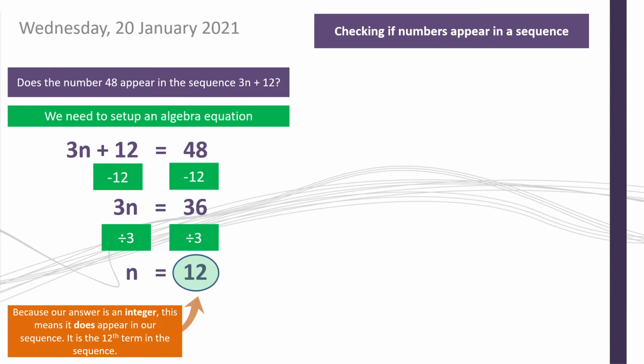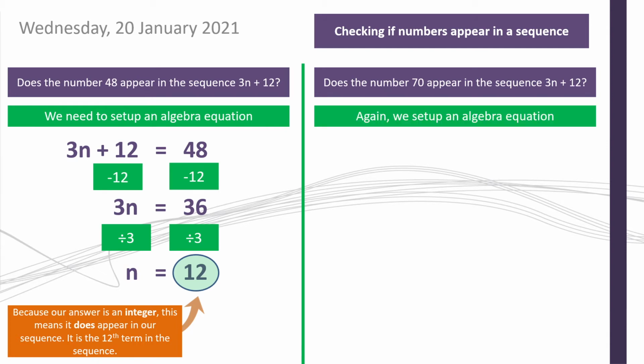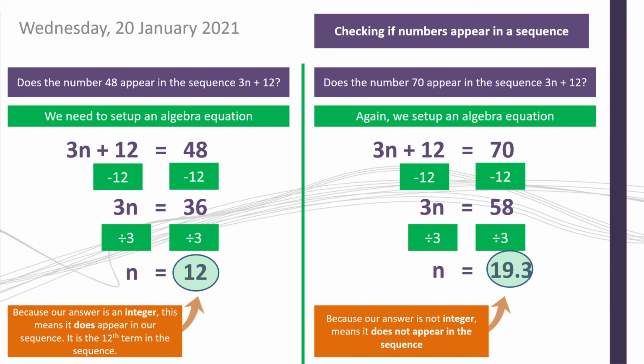On the other hand, in the second example, we are asked to check if 70 is in the sequence given by the nth term rule 3n plus 12. Again, put the nth term rule on the left-hand side and the number we are checking for, 70, on the right-hand side. Solve the equation. As a result, we will get 19.3, which is not an integer. Therefore, 70 does not appear in this linear sequence.